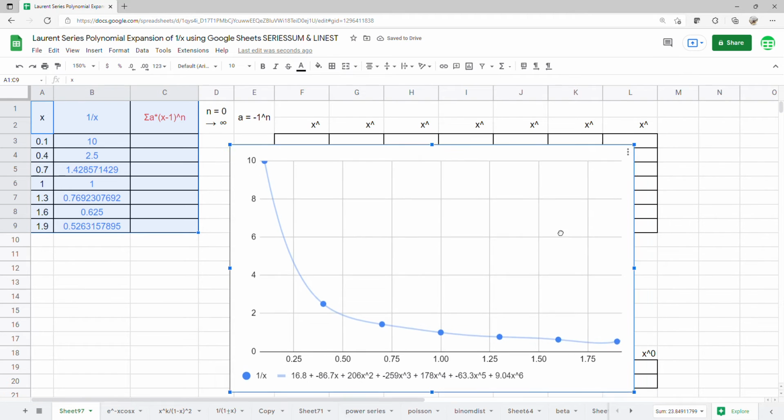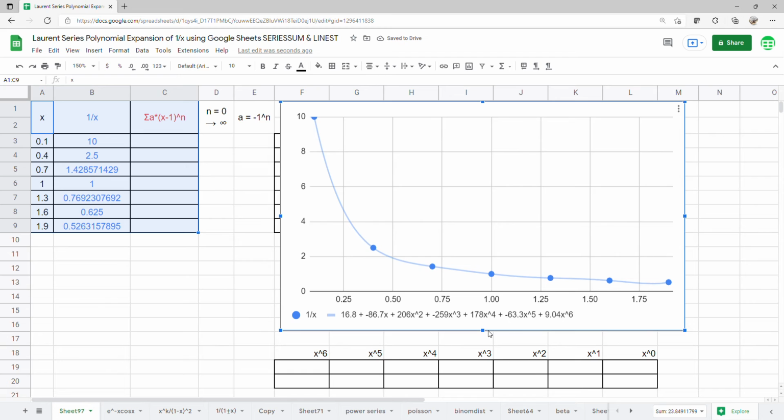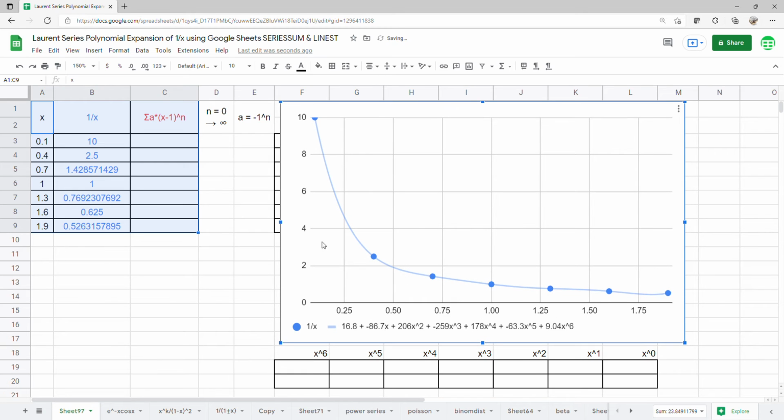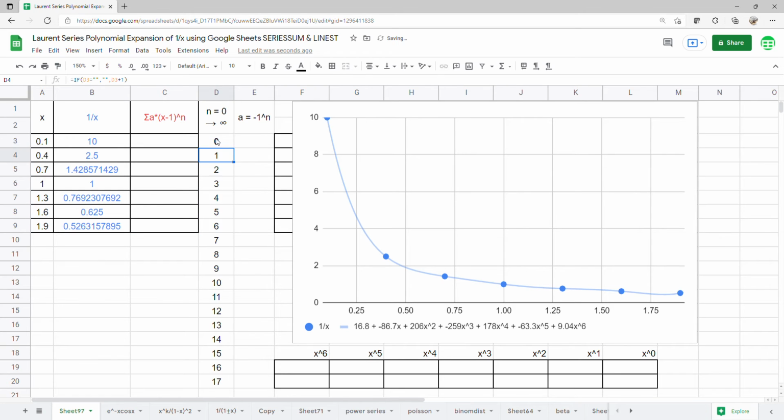So here's our trend line and polynomial of 1 over x. Next we continue with the Laurent series polynomial expansion, which is the summation of a times x minus 1 raised to the power n. Our value for n is from 0 to infinity, but 17 is good enough. And the value of a is equal to array formula minus 1 raised to the power n.